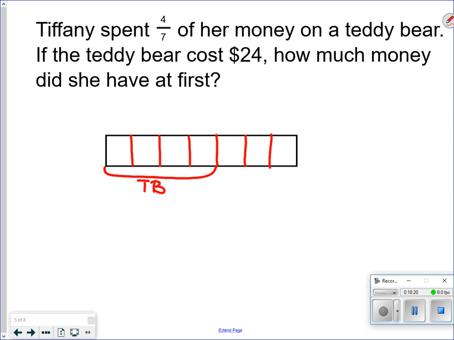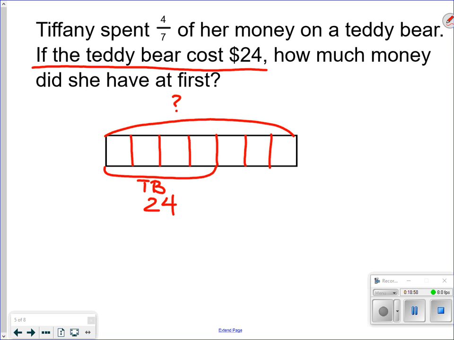If the teddy bear costs $24, where does the $24 go? Does it go up top? Does it go over here? Or does it go right here, under the bottom by the teddy bear? So it goes right here? Yeah. So when you read the problem, if the teddy bear costs $24, 24 goes right here. How much money did she have at first? They want to know what was the total before she spent $24?